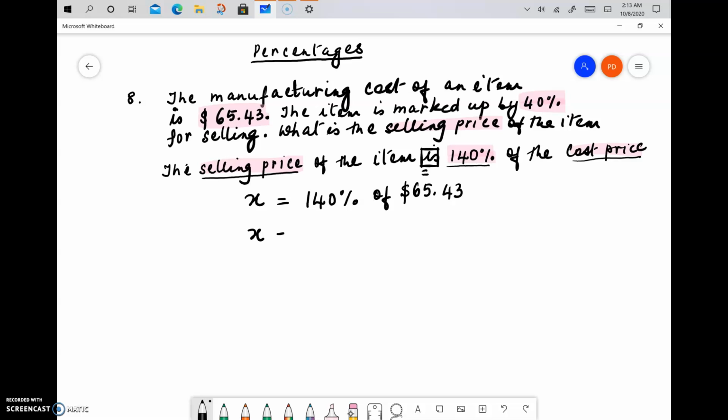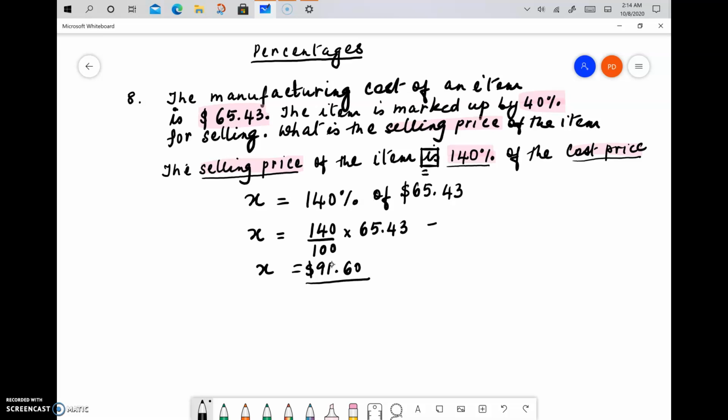So X, which is the selling price, is 140 over 100. That's what the percent symbol means. Of, so times $65.43. And that is equal to $91.60. So that is what this item is going to be sold for.